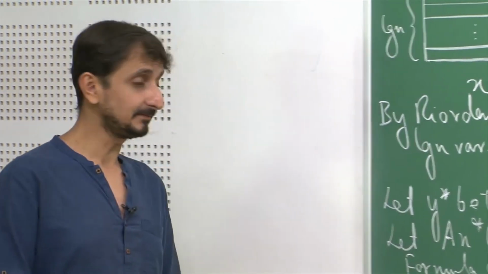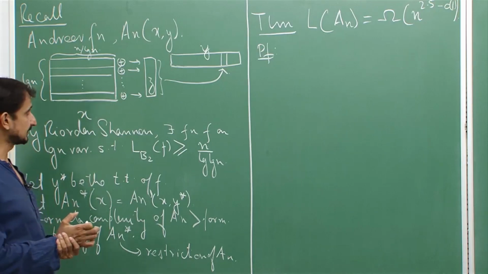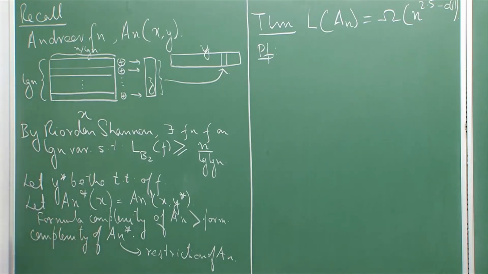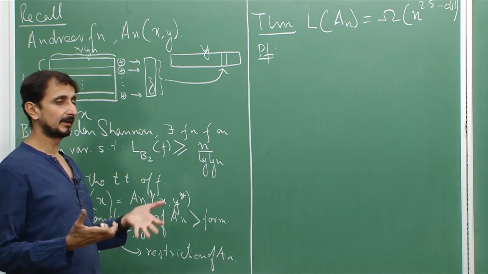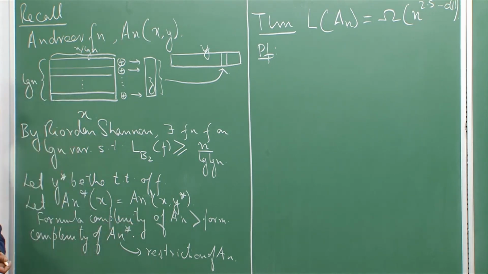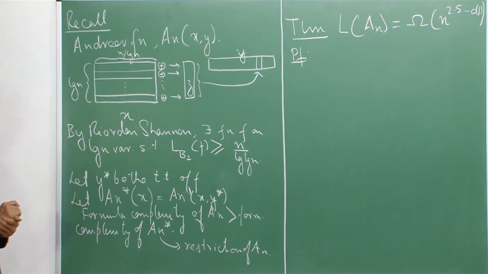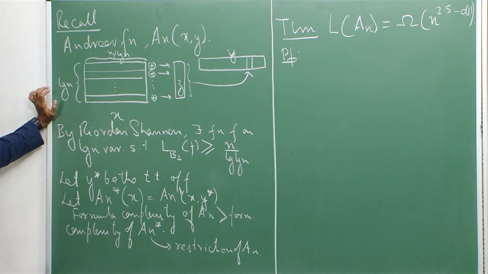So, good morning everyone. We were discussing this function, the Andreev function, last time, and the target was to show a lower bound on this function, to show that any formula computing this function will have size at least n to the power 2.5, slightly less than n to the power 2.5. So, let me quickly recall what the function was.